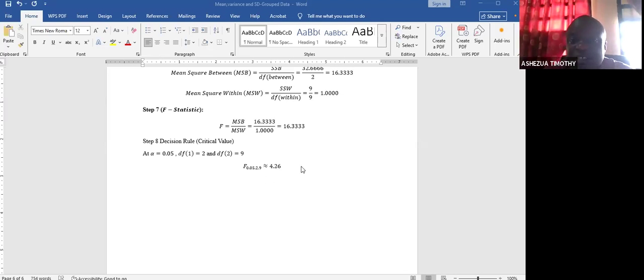You will say, since the tabulated value is less than the calculated value, you accept the null hypothesis and reject the alternative hypothesis that there's no significant difference between the means. If the tabulated value is greater than the calculated value, you reject the null hypothesis and accept the alternative hypothesis that there's a significant difference between the means of the three teaching methods.